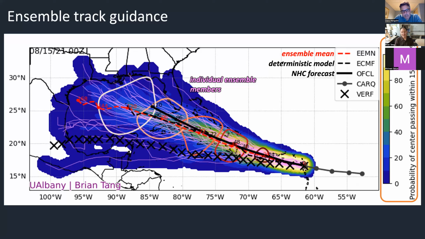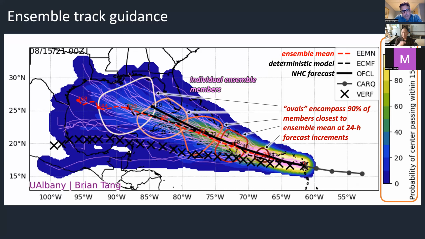The other additional thing that I've recently added are these circles, these ovals that you see. And what these ovals represent are 90% of the members closest to the ensemble mean in 24-hour forecast increments. So 90% of the ensemble position locations at a one-day forecast lead time at 24 hours is located within this dark red circle. And then at 48 hours, this slightly lighter red circle, and so on and so on.